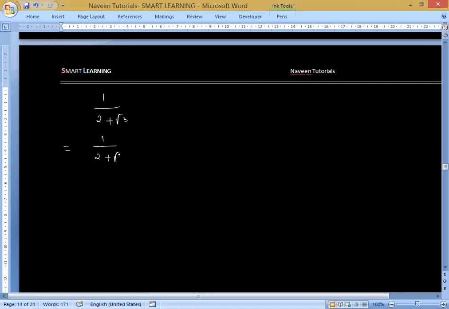1 by (2 plus root 3) into, here the denominator is plus, so you are multiplying by (2 minus root 3) by (2 minus root 3). If the denominator is plus, you have to multiply both numerator and denominator with the minus symbol. If the denominator is minus, then you have to multiply both numerator and denominator with the plus symbol.